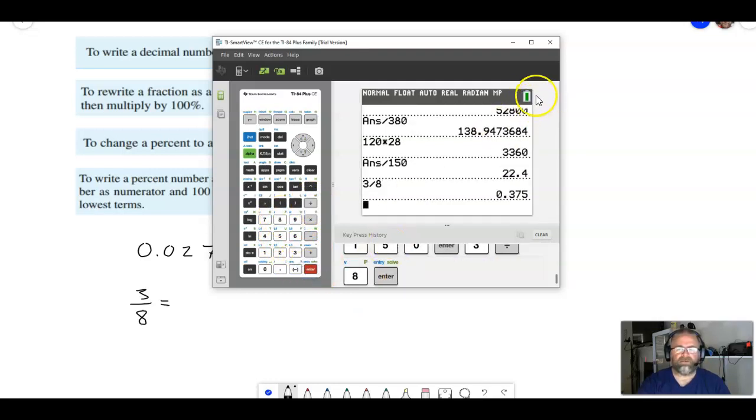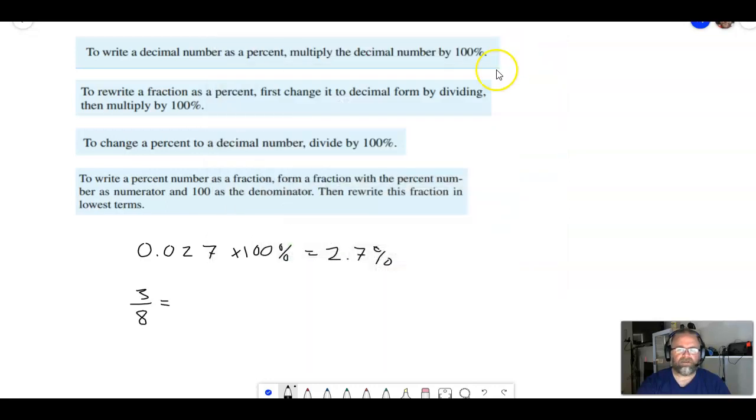We're going to get 0.375. And then we're going to take that, and just like we did on the last example, we're going to multiply that by 100%. That's going to move the decimal place to the right, and this becomes 37.5%.